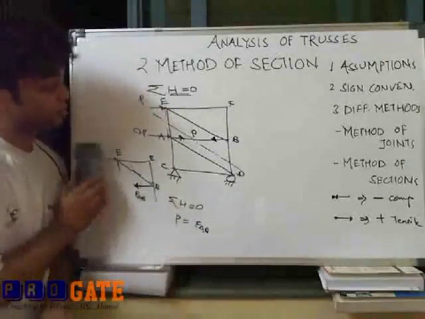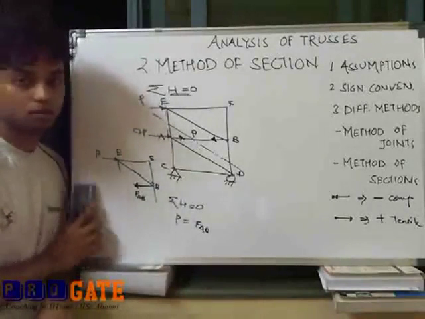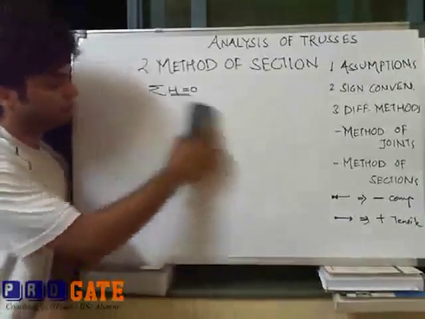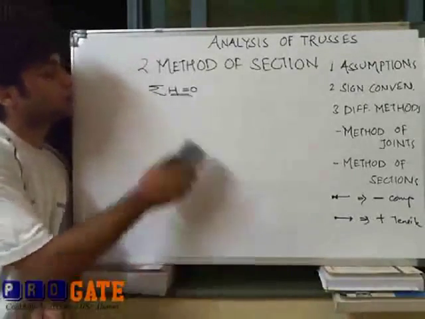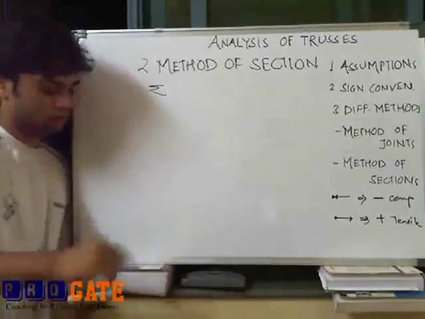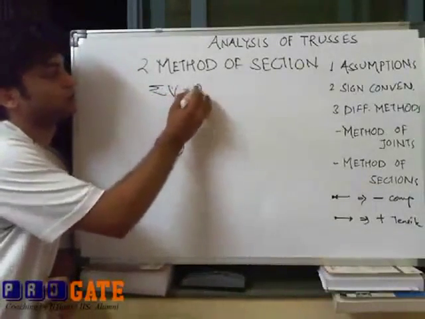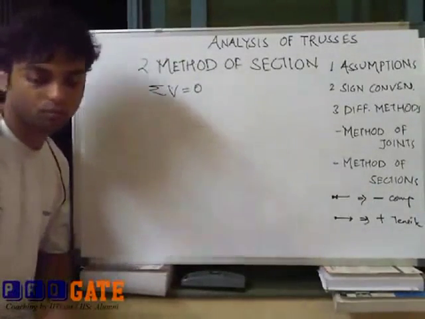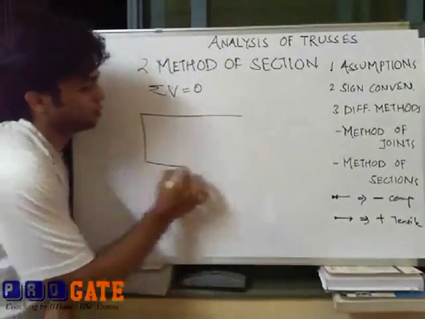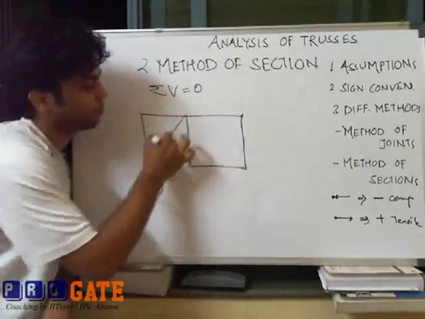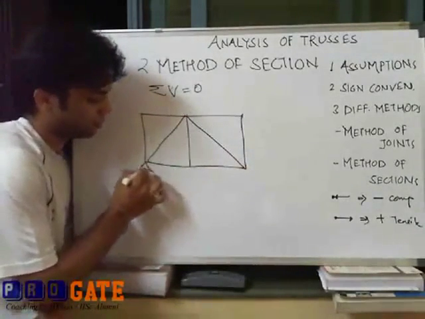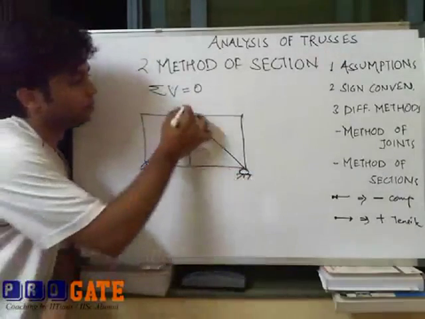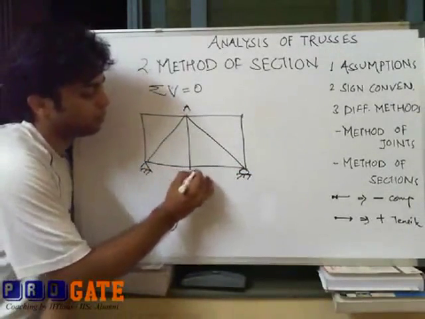Similarly, there is one more sub method. This was summation H equal to 0. Then how can we implement summation of vertical forces equilibrium equation, and how do we solve the problem? Suppose a structure is like this. It's a truss. Again, statically determinate, and you are supposed to find, loaded like this, force in member AB.